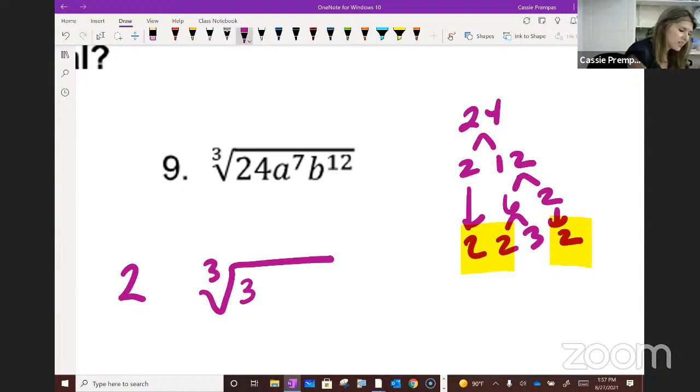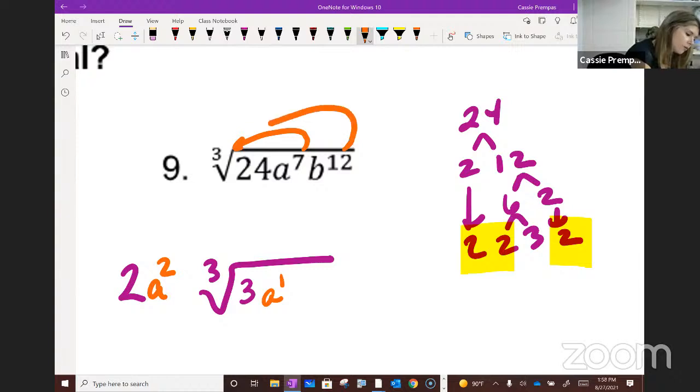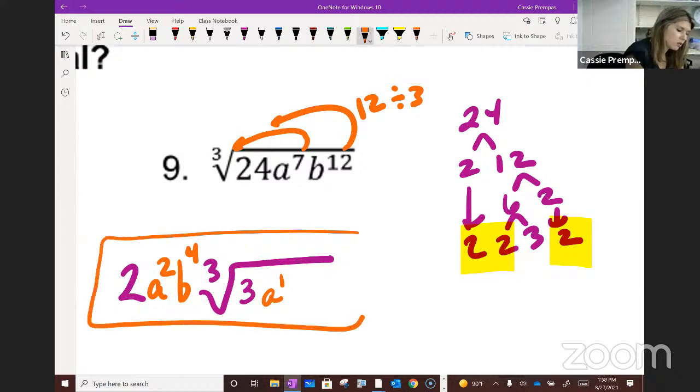3. And now let's use that trick that Asher explained with the variables. What is 7 divided by 3? 2, but there's a remainder of 1. Where does that remainder go? Inside the radical. Okay, let's try it with the b. What's 12 divided by 3? 4. So I'm going to have a b to the 4th. Are there any remainders? No. So that would be my answer: 2a squared b to the 4th cubed root of 3a.